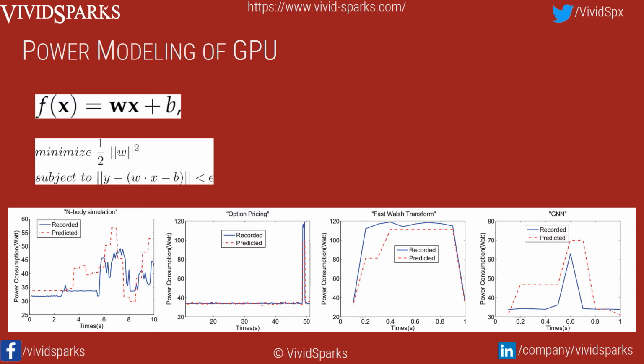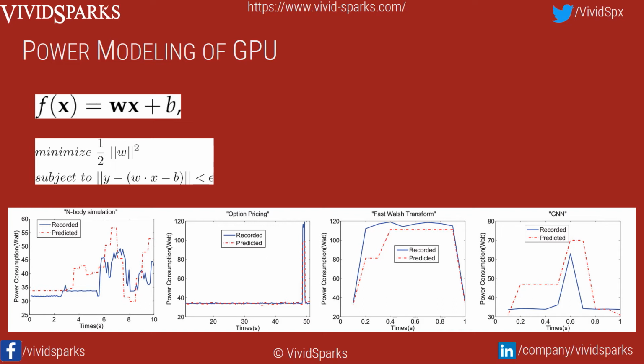In our case, is the Racer. So the samples I have shown are for n-body simulation. N-body simulation is mostly used in high performance computing, for example n-body simulation for molecules or weather pattern predictions and so forth. And option pricing is usually used in stock pricing, or financial modeling, you could say. Fast Walsh transform is usually used in DSP, and GNN you can use in a neural network.